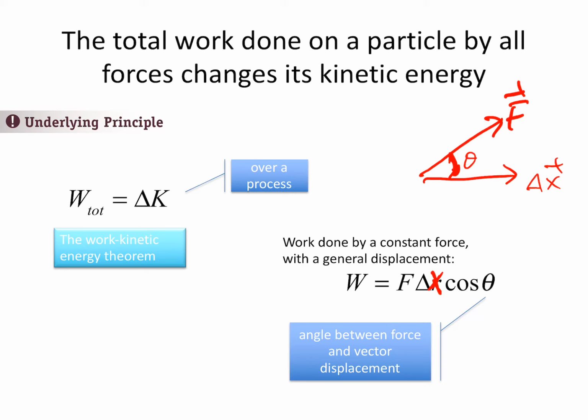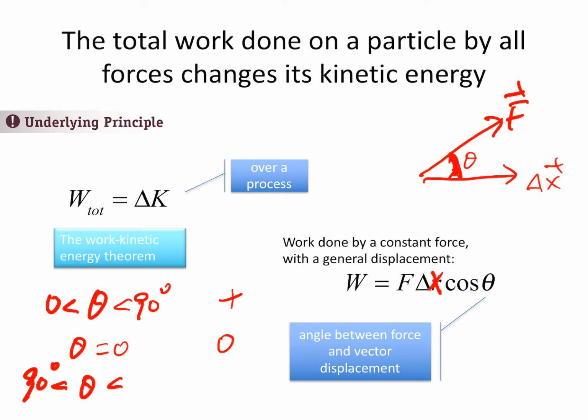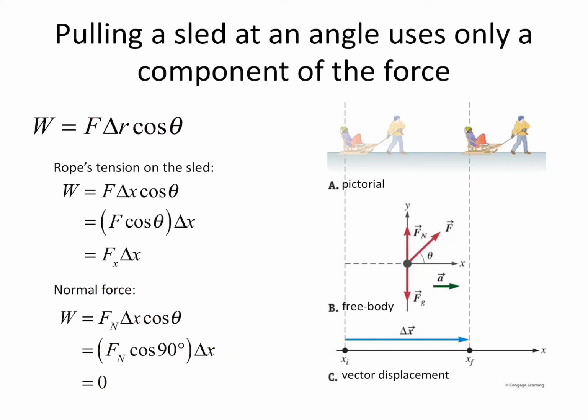So apparently, if theta is between 0 and 90, you have positive work. If theta is exactly 90, cosine 90 degrees gives you 0. So there's no work. If theta is somewhere between 90 and 180, negative work. So what kind of work the force is going to do depends entirely on the angle between the force and displacement.